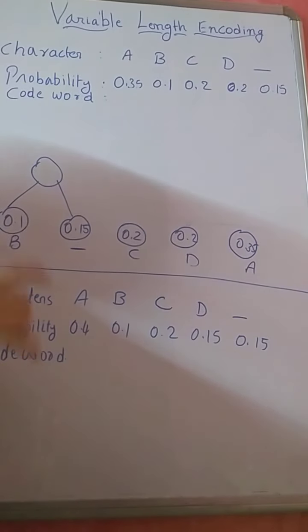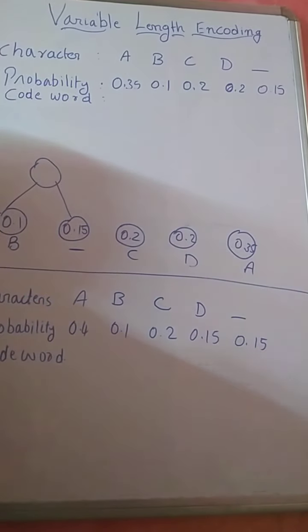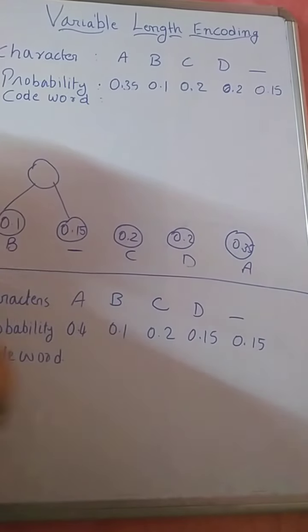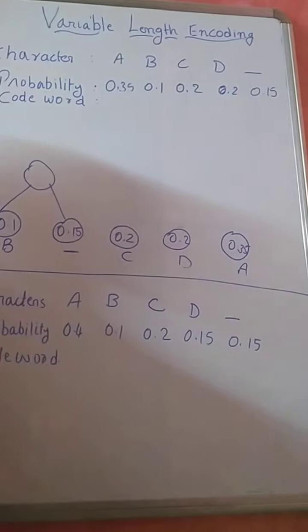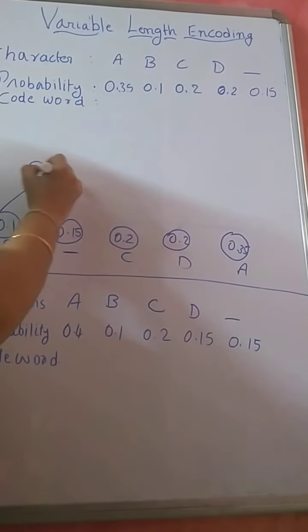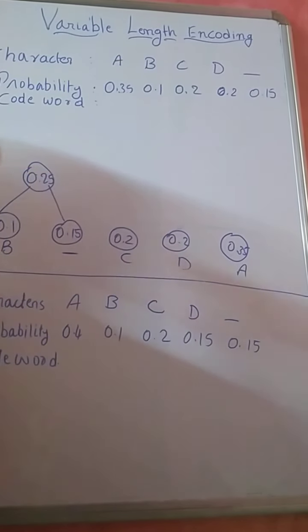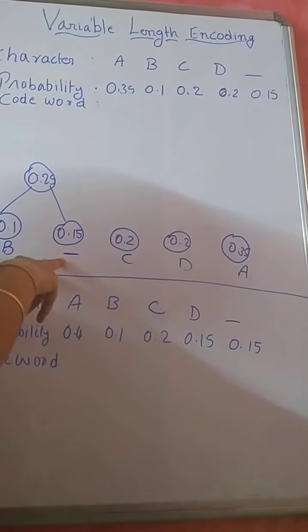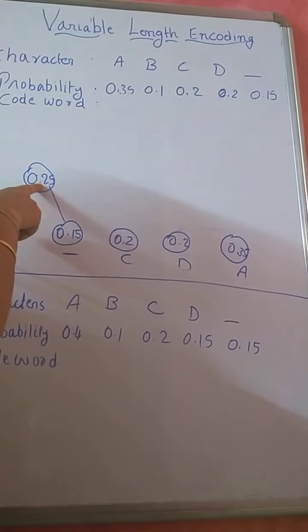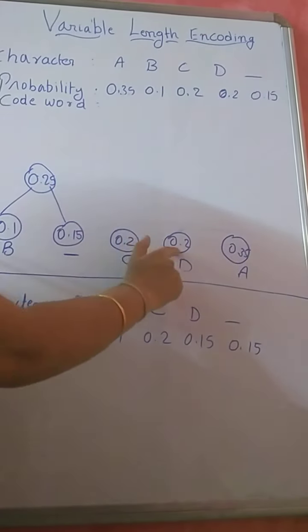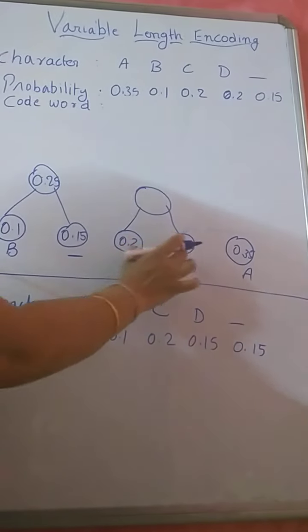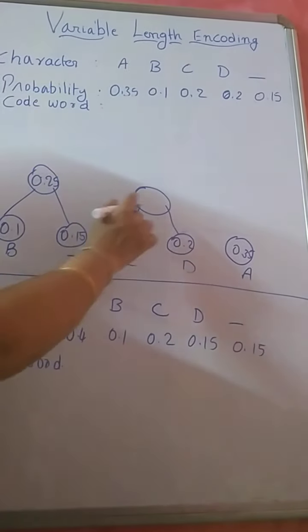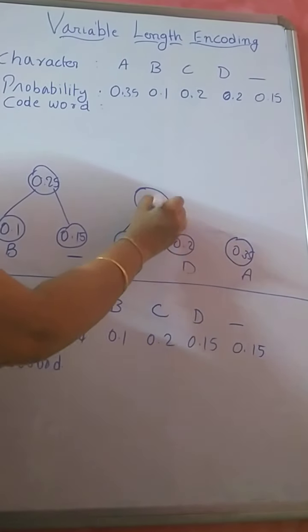So consider the subtrees with the least probability, add them to get a single subtree, and the value of the root of the resultant subtree is the addition of these two. So it is 0.25. Same thing. Now which are the minimum? It is 0.25, 0.2, 0.2, 0.35. So obviously the minimum are these two. So join these two subtrees to form one more single subtree with a root value of 0.4.